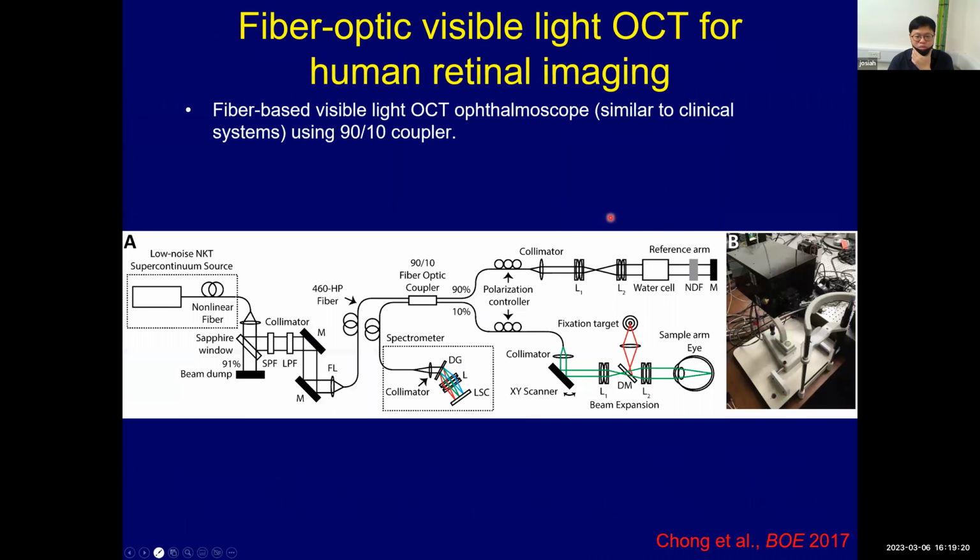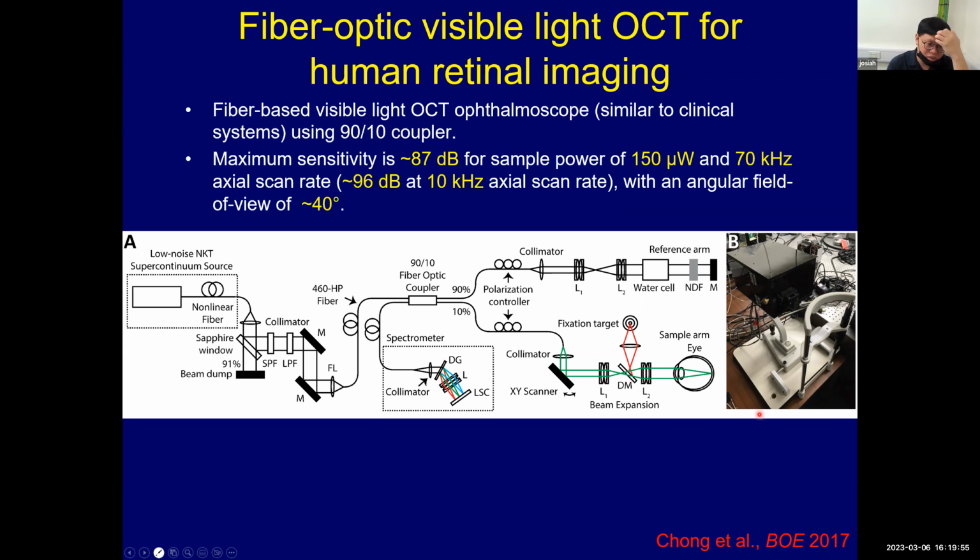So the last portion of the talk just highlights that we also did some work for human retina imaging using visible light. This is another schematic showing a system very similar to what you've seen. We have a supercontinuum light source and a fiber coupler that splits the light, with some going to the sample arm and some to the reference arm. When reflected back, the light is sent to the spectrometer. I'm circling the device we use to image the human retina.